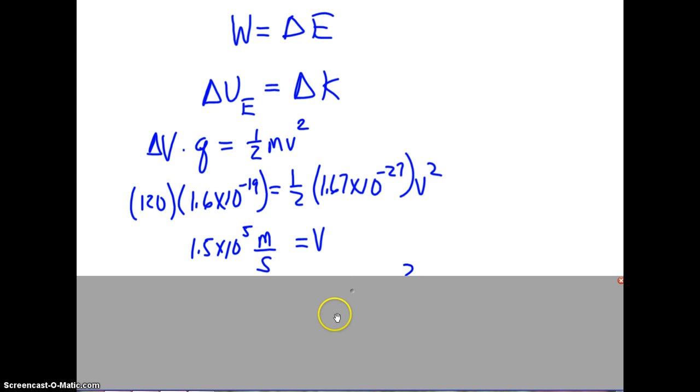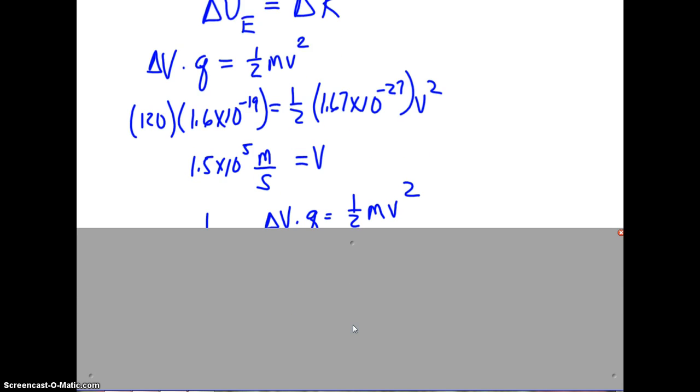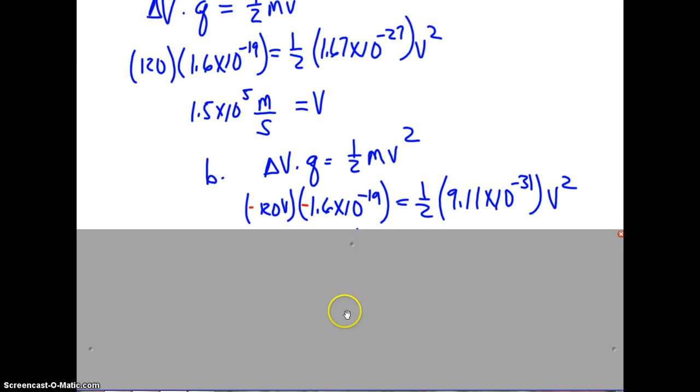B asks us to perform the same calculation, but this time with the electron instead of the proton. So this time, same thing, delta V times Q equals 1/2 mv squared. If it was an electron, the potential difference would be negative 120 volts, because it would be going the opposite direction.